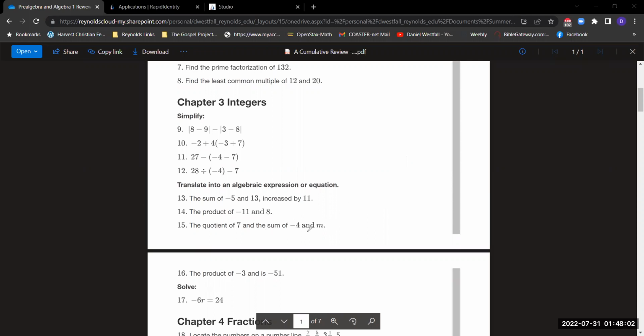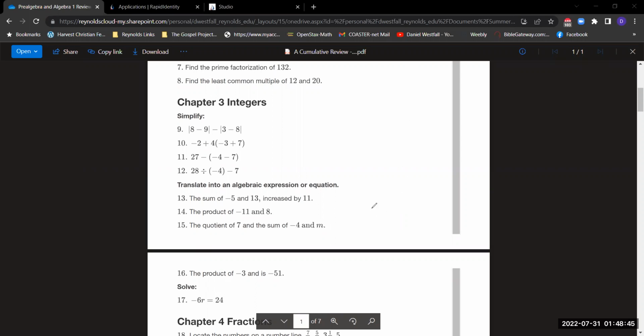The quotient of 7 and the sum of negative 4 and m. Okay, so quotient means division. So I'm going to divide. I'm going to use a fraction bar to do that. Negative 4 and m as a sum, in parentheses, is my divisor. It's the thing I'm dividing by when it says the quotient of the first number and the second number. The second number is always at the bottom of the fraction. The first number is always in the top of the fraction.